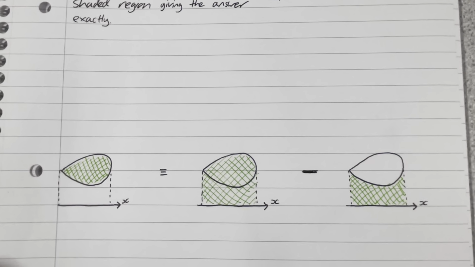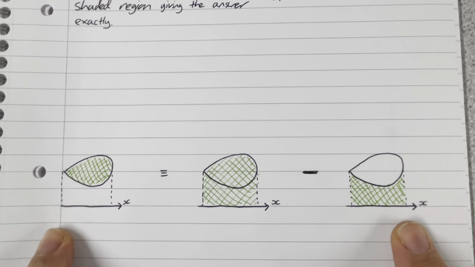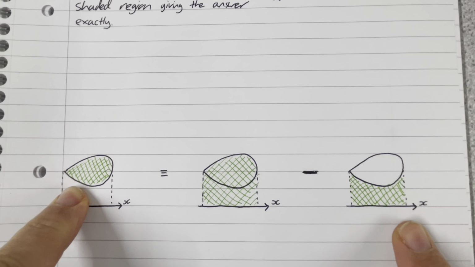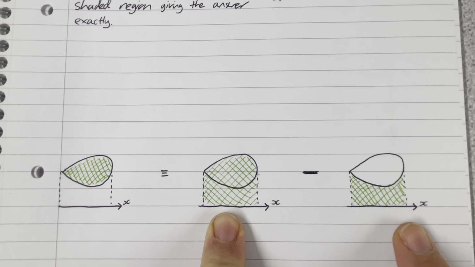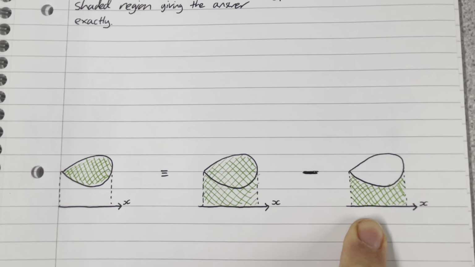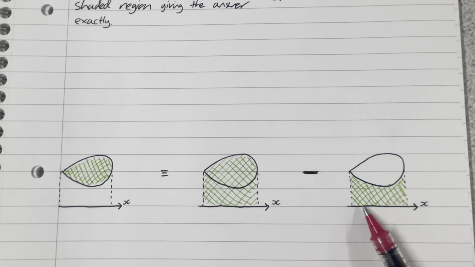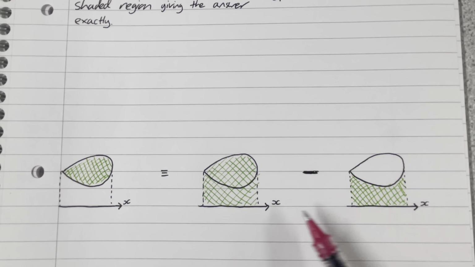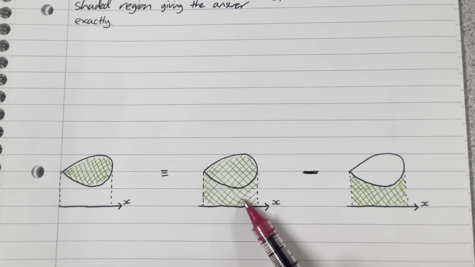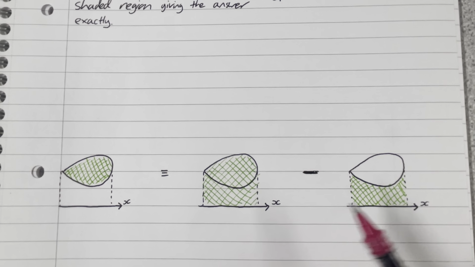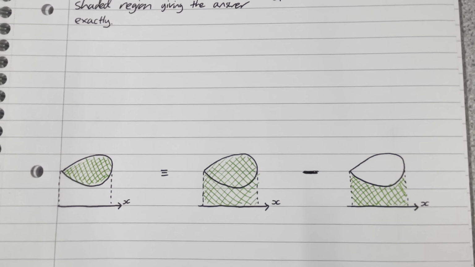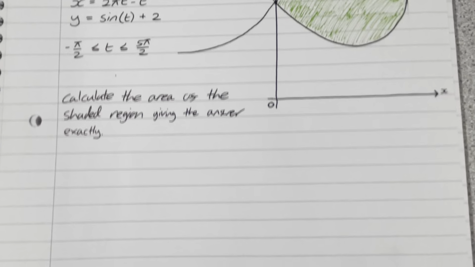So under here I've illustrated exactly what I'm going to be attempting to do. The area of the region I'm trying to find is going to be equal to the area under the top curve, subtract the area under the bottom curve. So I'm going to find two integrals, the first one will give me this area, the second will give me this area, and the difference between them will be the area I want. So that's the principle I'm going to execute here.